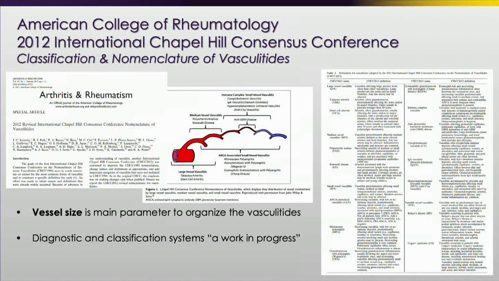The American College of Rheumatology provided a very comprehensive consensus statement in 2012 related to the classification and nomenclature of this extremely broad field of vasculitis. And when it came down to it, they again are approaching this topic in terms of vessel size as a guideline for classification. And so we continue to do that to this day.